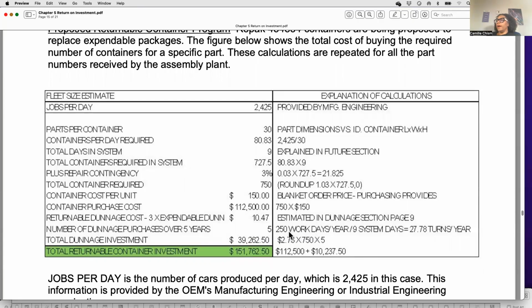This is based on the number of working days per year. They figured out that it's 9 system days, and they figured out how many turns per year. So that's telling them how many times they're going to reuse this a year. And then they took their cost. Okay, so $2.73. So they took $2.73 times 750 times 5.